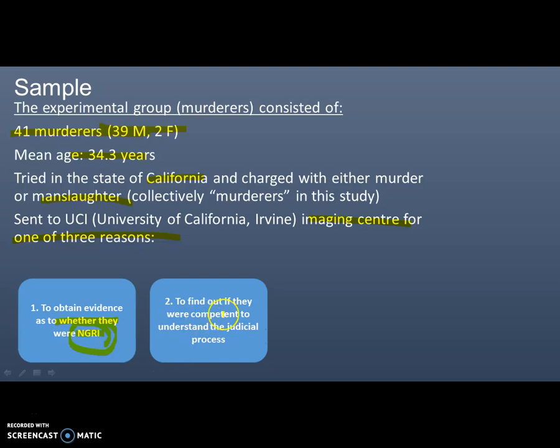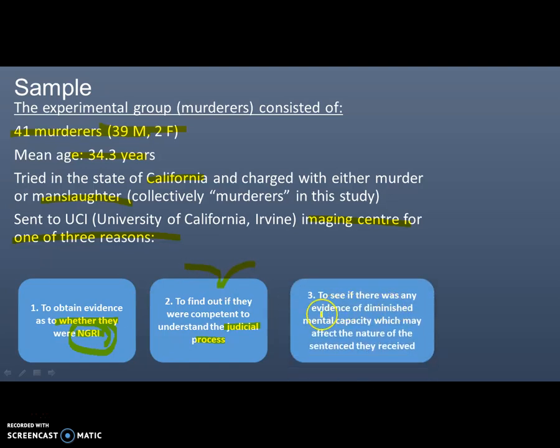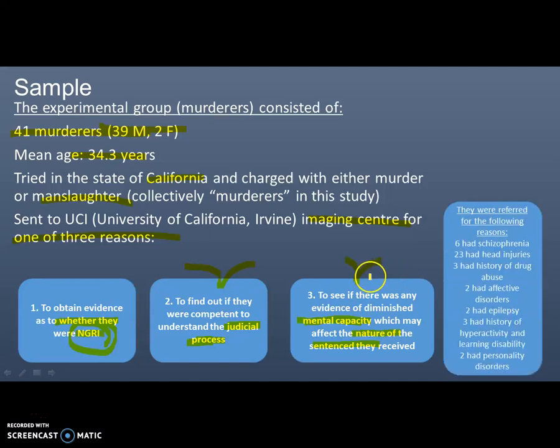To find out if they were competent to understand the judicial process. So, is this person's brain so abnormal that they can't even understand what they're being tried for? That would have an implication of whether you went to prison or psychiatric hospital. And to see if there is any evidence of diminished mental capacity which may have affected the nature of the sentence that they get. So again, in a prison it could be the length of sentence, but it is more likely to contribute to, even if they can understand the judicial process, was there some reason why we should be sending them to a hospital rather than a prison?